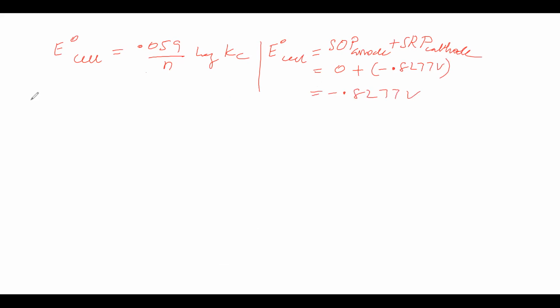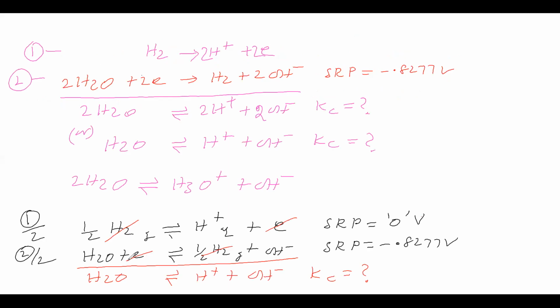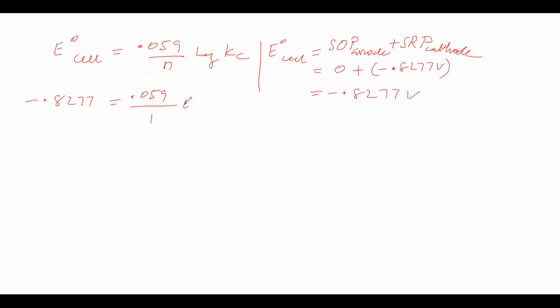That E naught cell value we will substitute, minus 0.8277 volt. We have substituted. Then 0.059 by n. N is how much, we will see. N is the number of moles of electrons. You see in the cathode 1, in the anodic reaction you see 1. So we will substitute the number of moles of electrons as 1, log Kc.